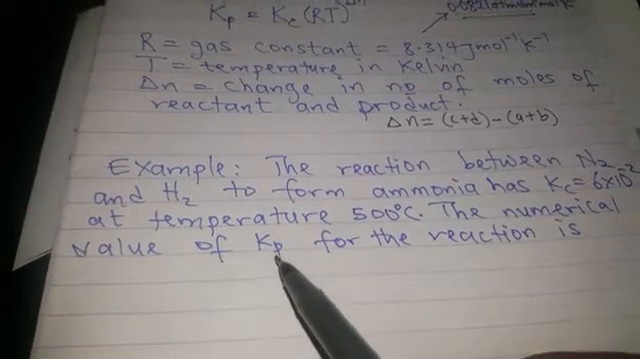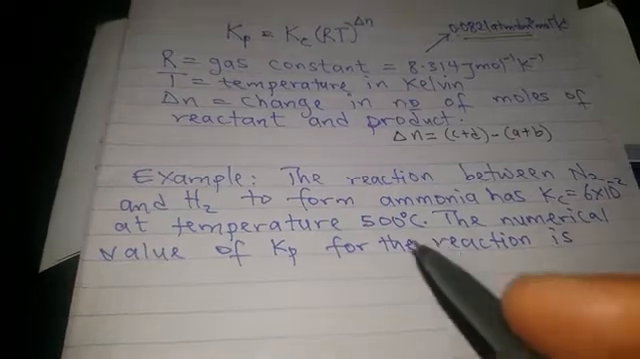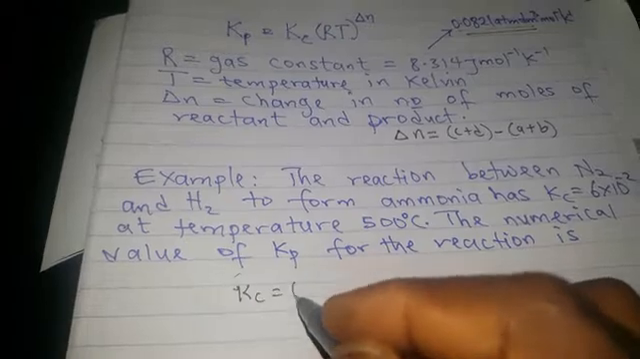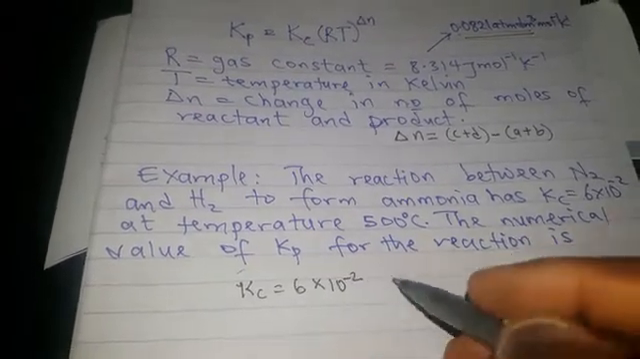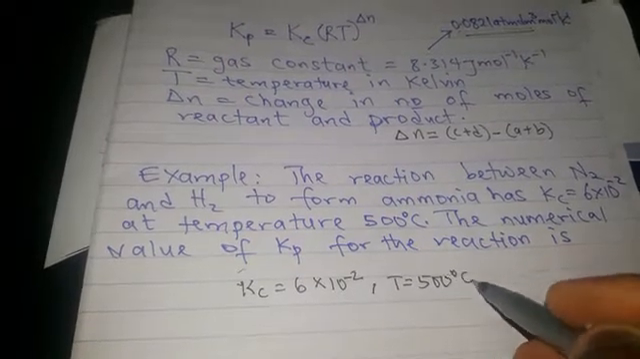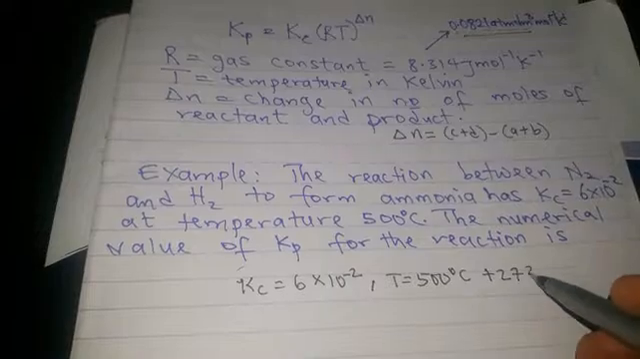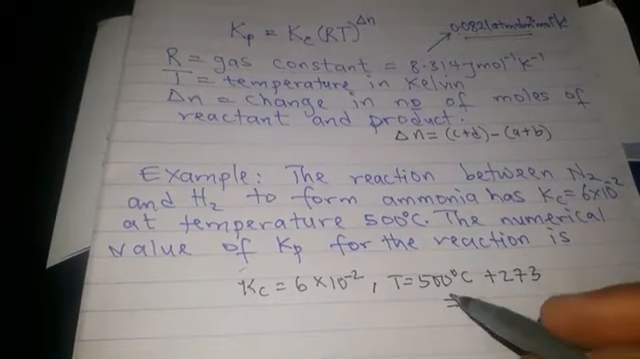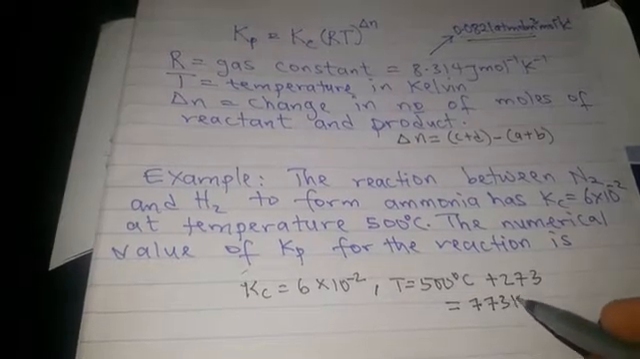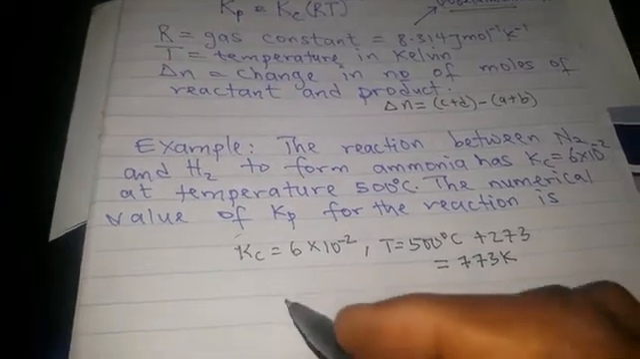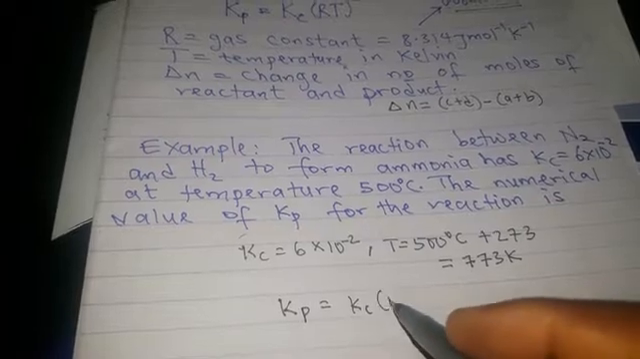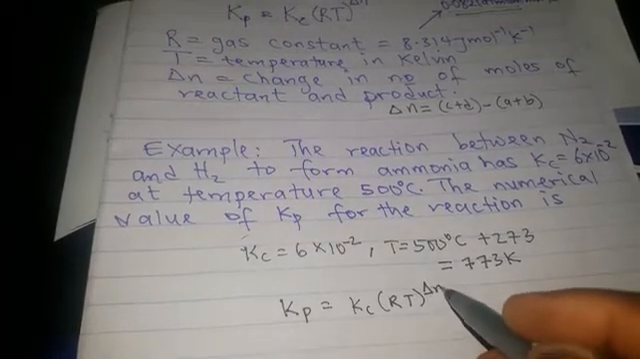The numerical value of Kp for the reaction is what we want. In this very question, we are given Kc to be 6 times 10 to the power minus 2. We are also given the temperature to be 500 degrees Celsius, which we can convert to Kelvin by adding 273, and that will give us 773 Kelvin. Now, coming back to our formula, Kp is equal to Kc into RT to the power delta N. What is our delta N?